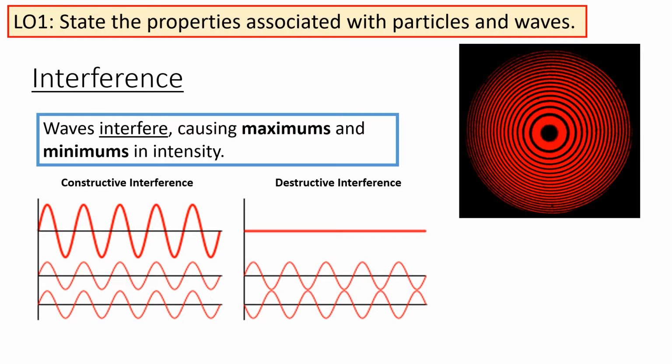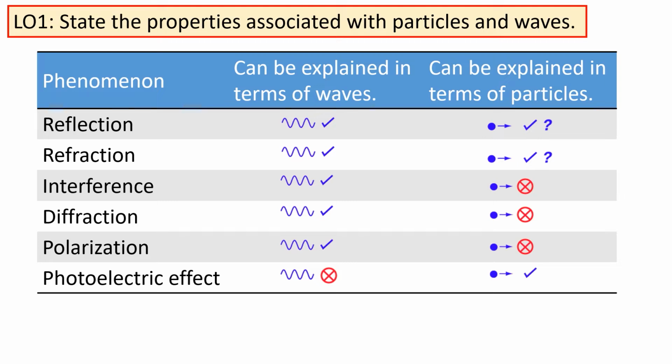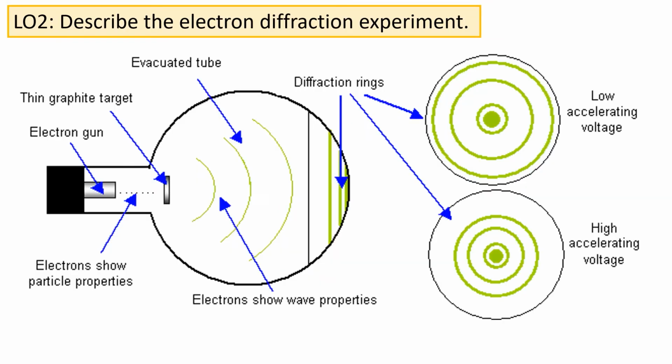The other phenomenon to understand is interference. Interference occurs when two waves overlap each other. When these waves overlap, they can either interfere constructively, in which case we get an increase in the intensity, or they can interfere destructively, in which case we get a decrease in the intensity. Interference and diffraction can only be explained in terms of waves. Because of this, if we observe something undergoing interference or diffraction, we can assume it's behaving like a wave. And this was exactly what was observed in the electron diffraction experiment.